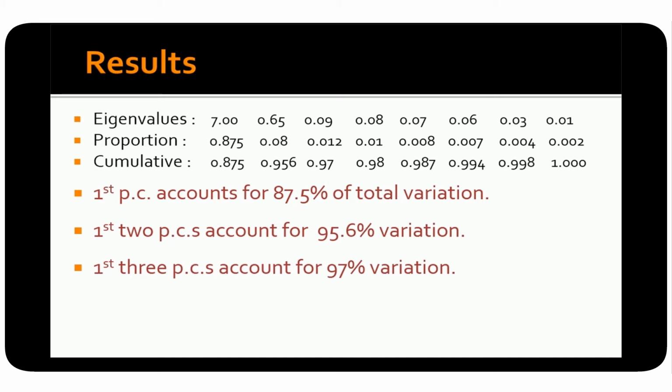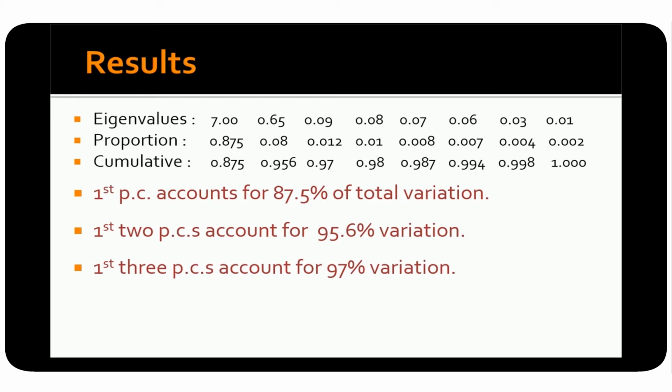So you see, we have covered almost the whole of the variability if you look at the first 2 or 3 principal components. The first two cover almost 96%, and the third one covers up to 97%. So we need not go any further, and we can work with this smaller number of principal components.